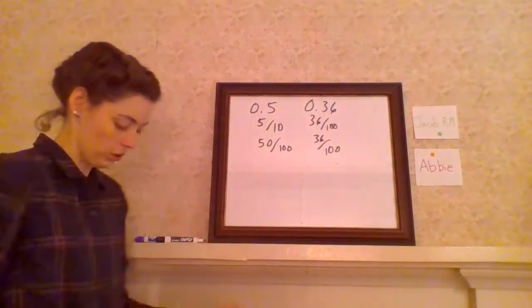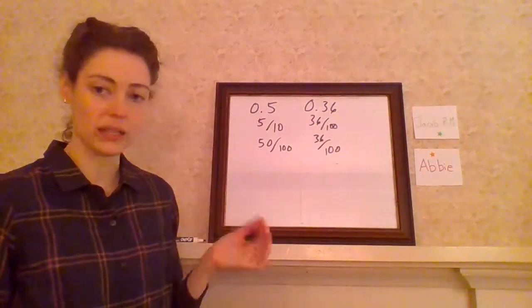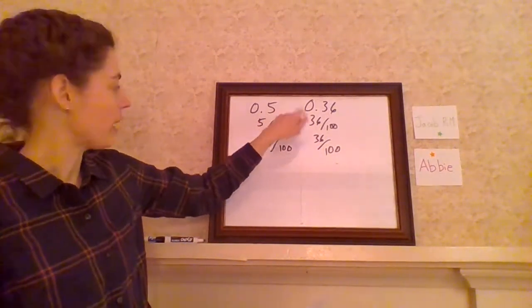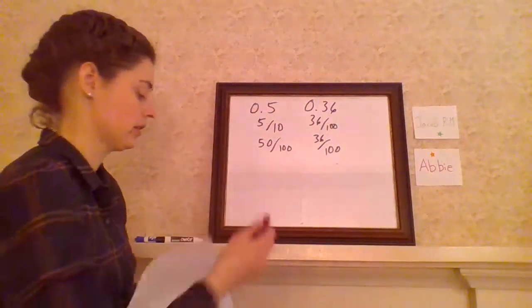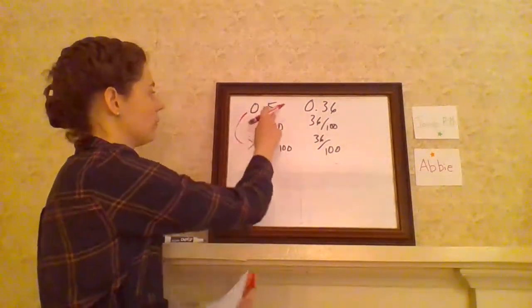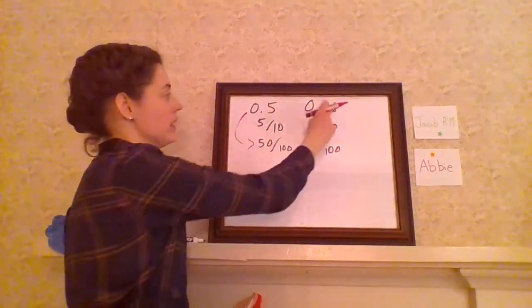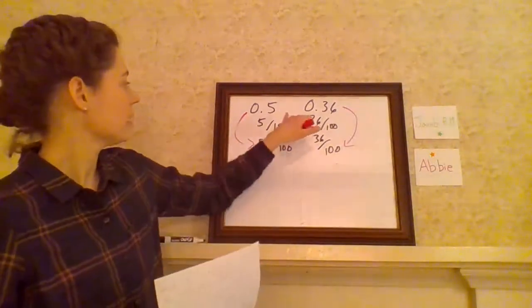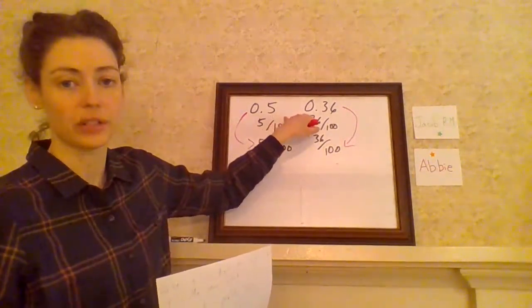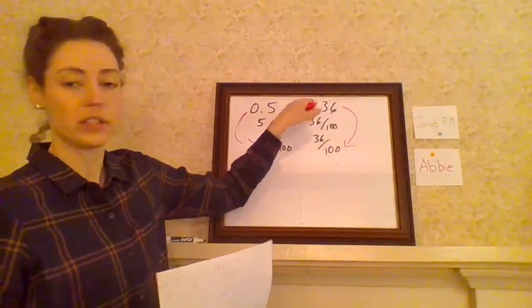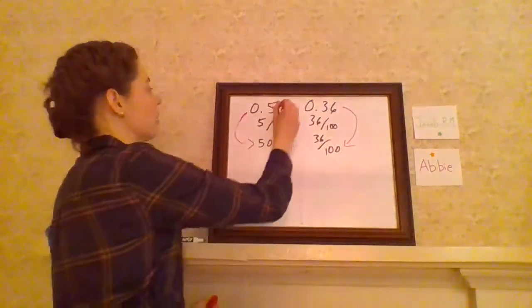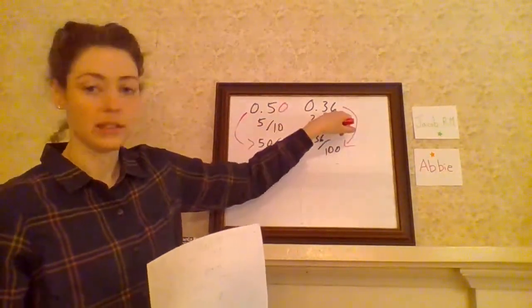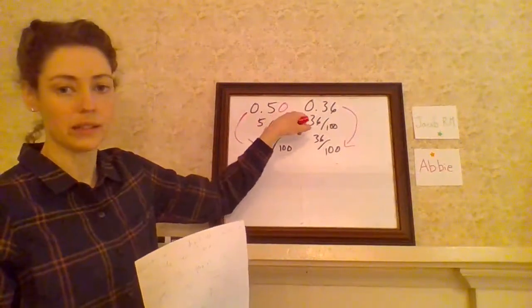So there's a couple of different ways that we can see this. By comparing them in fractions, we can say, well, this is really 50 hundredths, and this is 36 hundredths, so that's bigger. Or we can look at it by making sure we have the same number of digits after the decimal in each decimal number, and then comparing. So if we added a 0 here, then we can see that 50 is larger than 36. So this is the larger number.